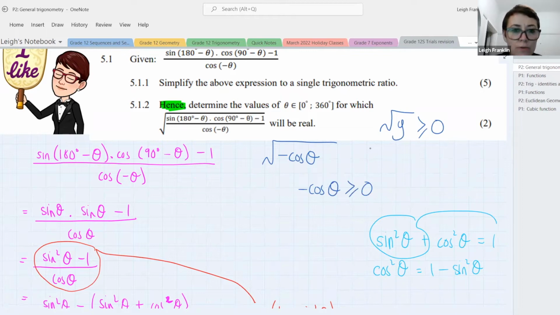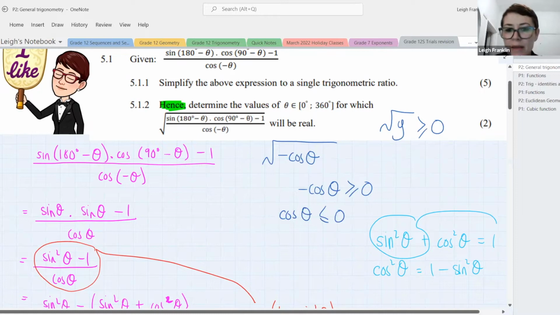So what I could do if I wanted to here is divide both sides by -1. So that would be, where is cos theta smaller than or equal to 0. Remember, I've got to turn my inequality sign around when I divide by a negative. This is one way for me to look at it. Okay, so for which values between 0 and 360 is cos theta negative?